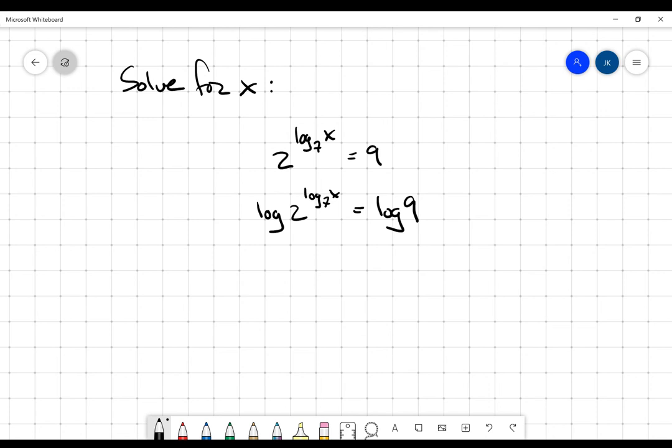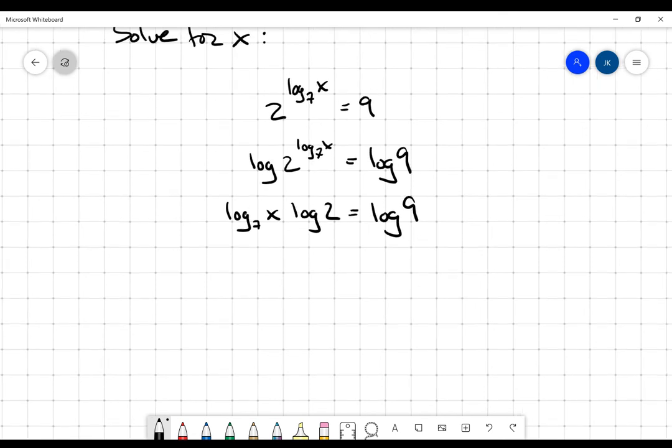The reason I do this is because one of the rules of logarithms is that I can then bring the exponent down. So on that left-hand side, I can bring that log base 7 of x down, multiplied by the log base 10 of 2, is equal to the log base 10 of 9. My goal here is to get the x by itself. So I've got these two factors, and I'm going to divide by that log base 10 of 2. So this becomes the log of 9 divided by the log of 2.